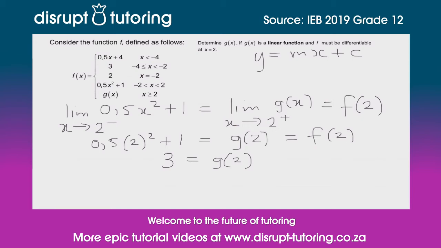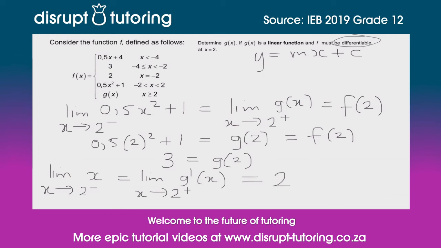We know that f must be differentiable. So for f to be differentiable, the limit of the derivative as x tends to 2 from the left, which is going to be the derivative of that function, so 2 times a half is 1, so it is 1x, must equal the limit as x tends to 2 from the right, and that derivative will be g prime x. Okay, so we know that that is going to equal 2.